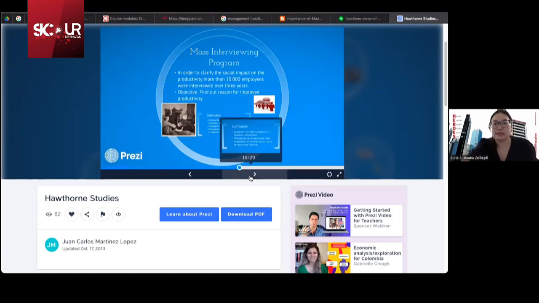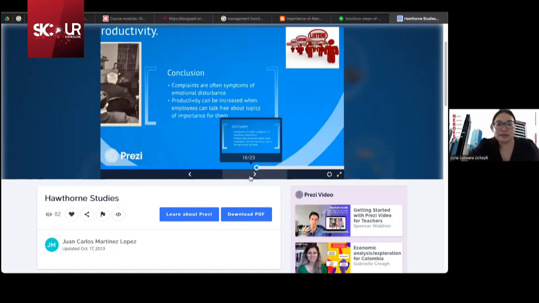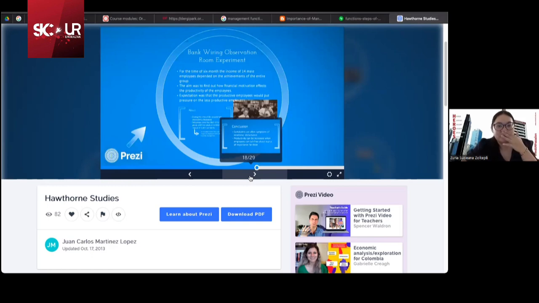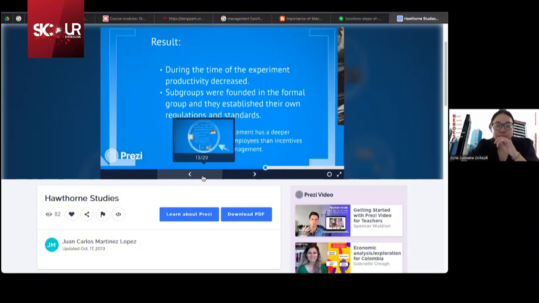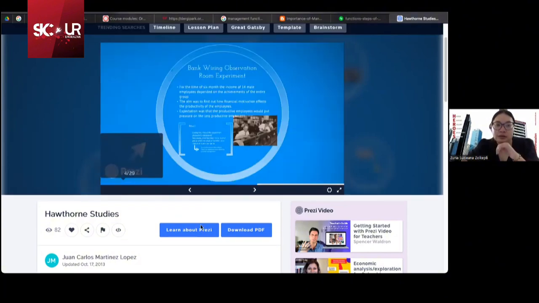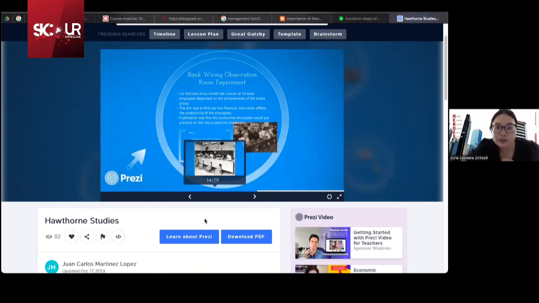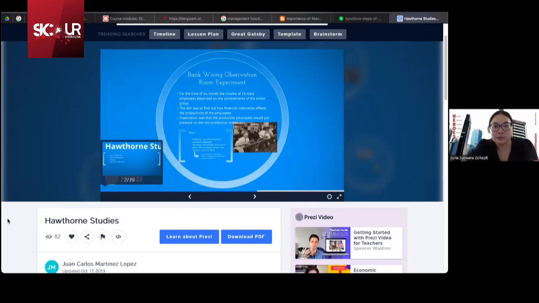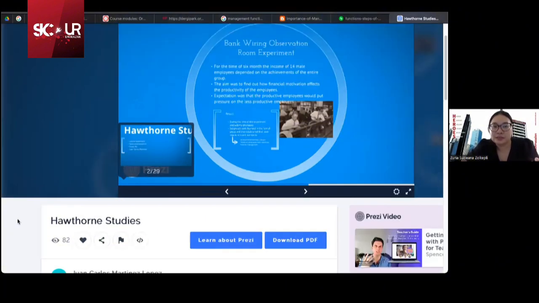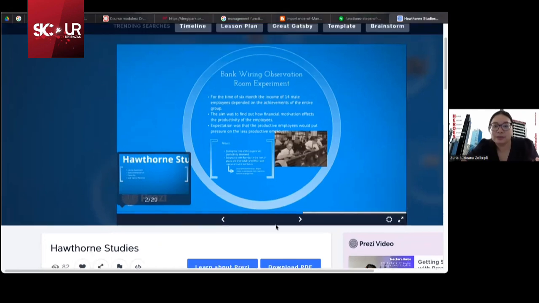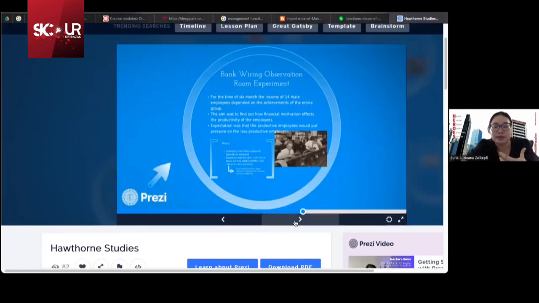And then the third one is the mass interviewing program, which is just interviews. And the last one is the bank wiring observation room experiment. For this one, over a period of 6 months, 14 male employees' income depended on the achievement of the entire group. The aim of this study was to find out how financial motivation affects the productivity of the employees. The expectation was that productive employees would put pressure on the less productive employees.